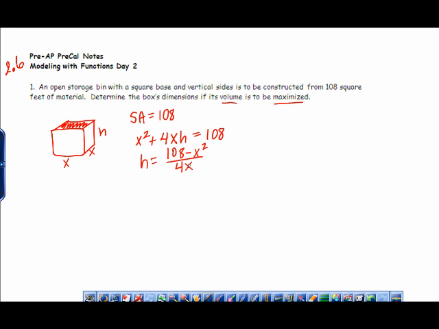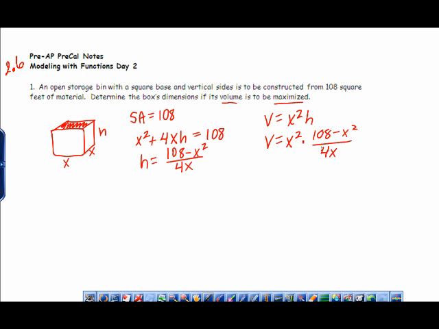Okay, so now we have h in terms of x. This brings us to the next point, which is we're trying to maximize volume. So in the original problem, we were probably thinking volume is x squared times h. But now I can write volume in just one variable, and this is good because my calculator likes that. It likes equations in one variable. It can find the minimum or maximum pretty easily. So I'm going to go ahead and type this into my calculator.